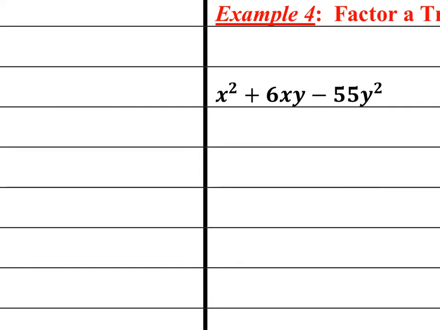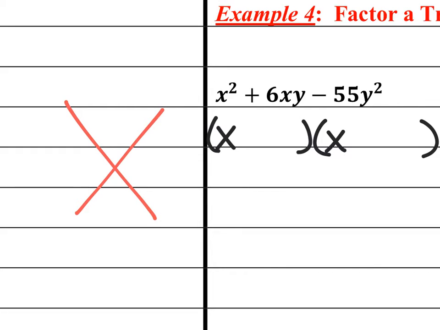Okay. I know that the two parentheses still have to start with x because my first term is x squared. It's got to be x times x gives me x squared. Let's draw the little x to help us out. We are going to multiply to negative 55. We are going to add to 6. Ignore the variables for right now. I know they're a little bit different. So we need two numbers that multiply to negative 55, add to 6. Ben, what are they? Negative 5 and 11. Right, because 11 minus 5 is 6.